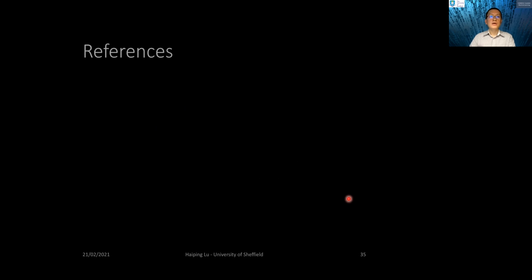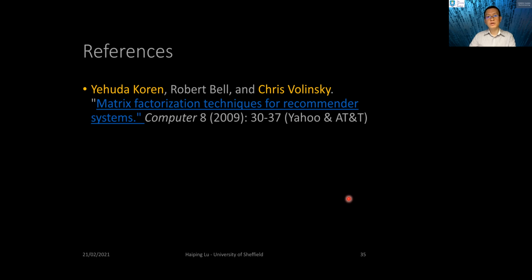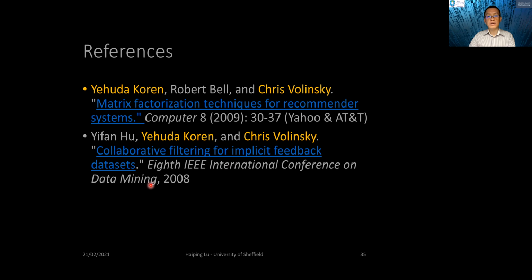Okay, so that finishes scalable matrix factorization for collaborative filtering. In recommender systems, there are three key references. The first one is the paper on matrix factorization for recommender systems, which we have covered. This paper was published more than 10 years ago from industry, Yahoo and AT&T. For implicit feedback, the method implemented in Spark was also published by the same group, with a different first author but two of the previous authors, in 2008 at a data mining conference.